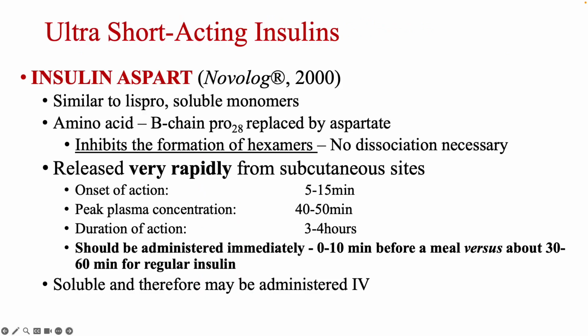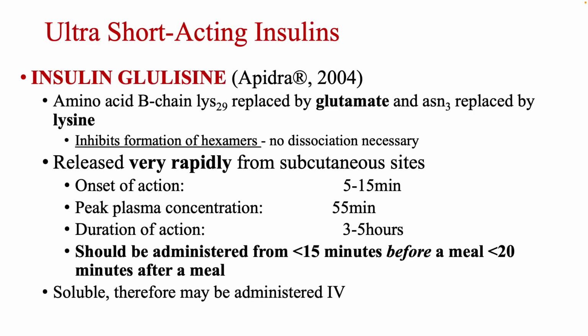Insulin aspart is very, very similar to Lispro, where one amino acid was changed, which also inhibits the formation of hexamers. Its pharmacokinetics, however, are essentially the exact same as Lispro. Insulin glulisine has two amino acid changes, where the asparagine was replaced by lysine and the lysine was replaced by glutamate. Not terribly important that you remember that, but its pharmacokinetics are also not much different than Lispro and aspart. So it makes it easy. So I group those three together.